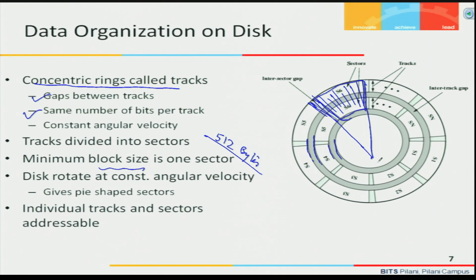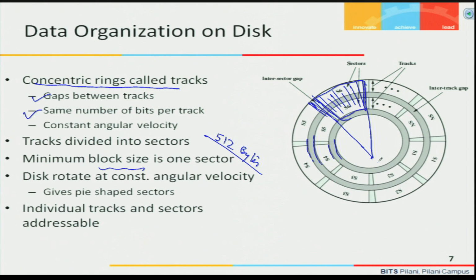Here these individual tracks and sectors are addressable, meaning for reading any information stored on the disk, the head has to first move to the desired track, and then the disk has to rotate such that the desired sector comes under the head. So, this access method is what? It's a combination of direct plus sequential.